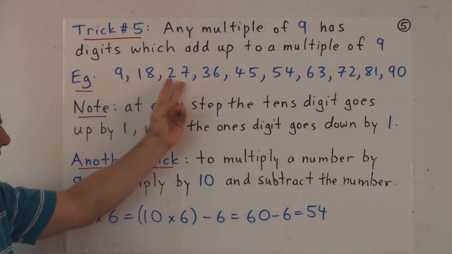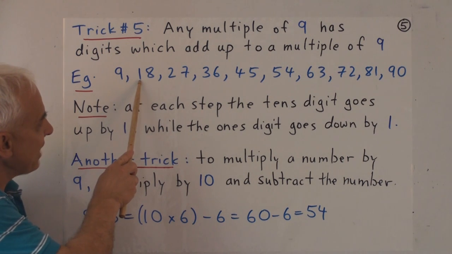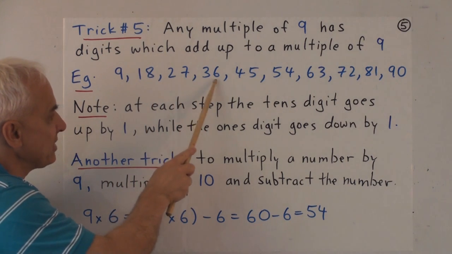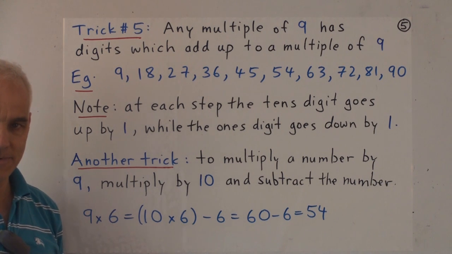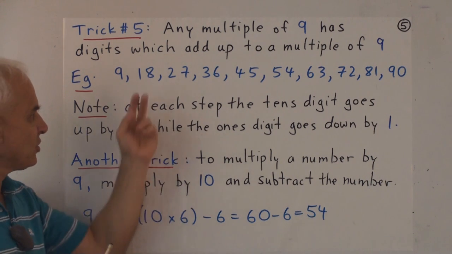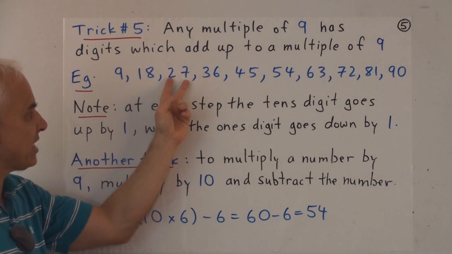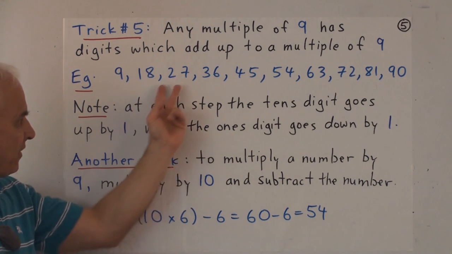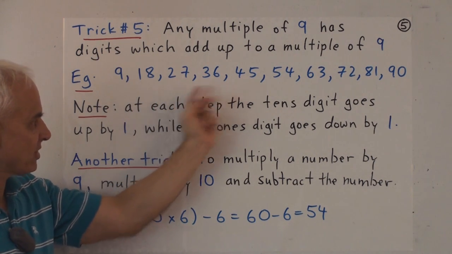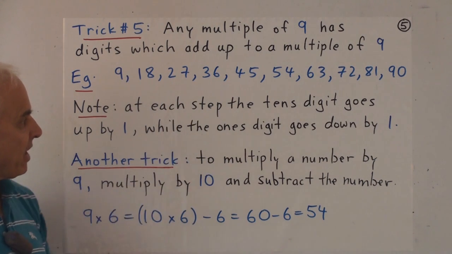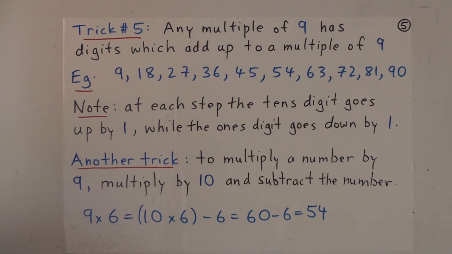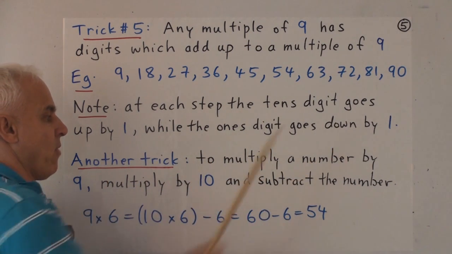Now, because each of these adds up to 9, we see that as the tens digit increases by 1, the ones digit decreases by 1 each time, so that the total is always 9. So we're going from 1, 8 to 2, 7. The tens digit has been jacked up to 2, while the 8 has gone down to 7. Then for the next step, 2 goes to 3, 7 goes to 6. So at each step, the tens digit goes up by 1, while the ones digit goes down by 1.